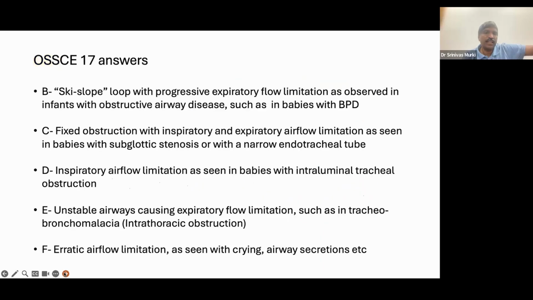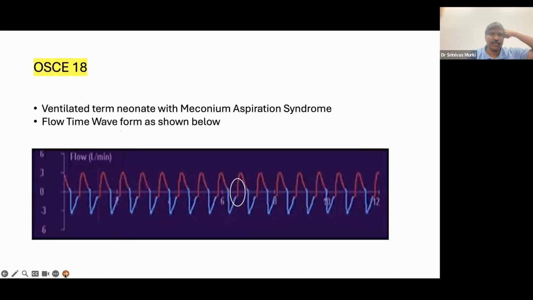Okay, good. So B is expiratory flow limitation, that is expiratory obstruction. C is fixed because both are narrowed, so that is like subglottic stenosis or upper airway obstruction. D is inspiratory flow limitation, which is tracheal or lower airway obstruction. E is unstable, as you see a lot of variation, like in tracheomalacia or bronchomalacia. F is water in the circuit. Okay, good. Over to you, Swati.